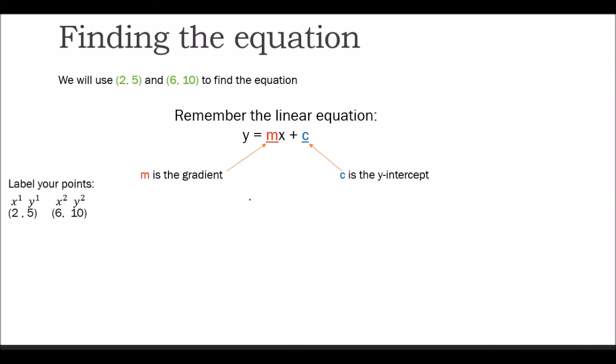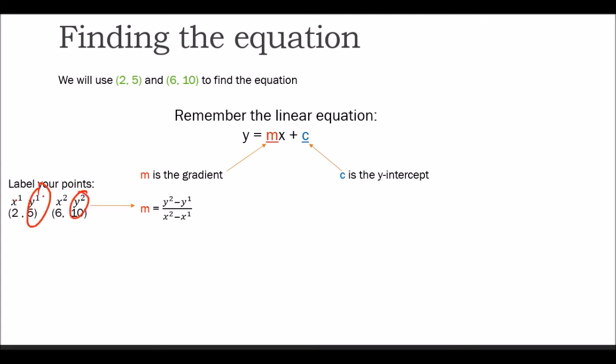So to find the gradient, remember that formula that we had, y2 minus y1 divided by x2 minus x1. Start off by labeling your points. Always call it x1, y1, x2, y2. Don't ever go x1, y2, x2, y1. Don't do that. It actually doesn't matter if you go x2, y2 or x1, y1, as long as you've grouped them together as x1, y1, x2, y2. That will work.